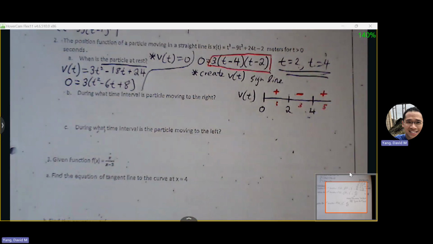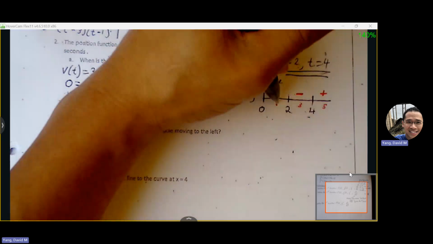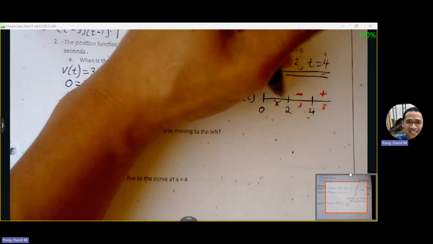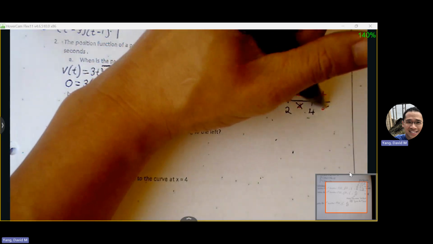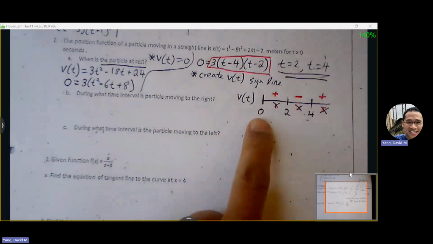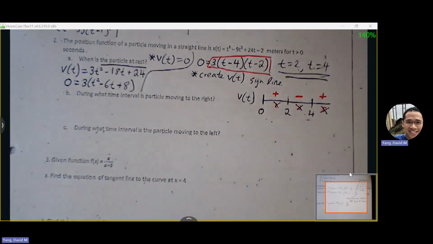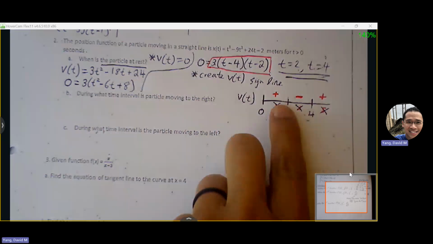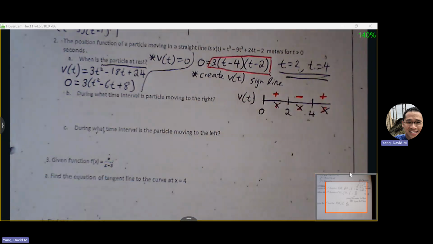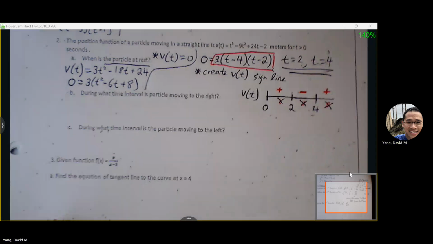Now, as soon as you test the 1, 3, and 5, you want to make sure that you don't use those numbers again. Those will not show up in any of your interval notation. You're just going to use 0, 2, 4, and infinity for any statements about moving left and moving right. Those test numbers are just to get the signs. After you get those signs, those numbers are not going to be used for anything else in the problem.